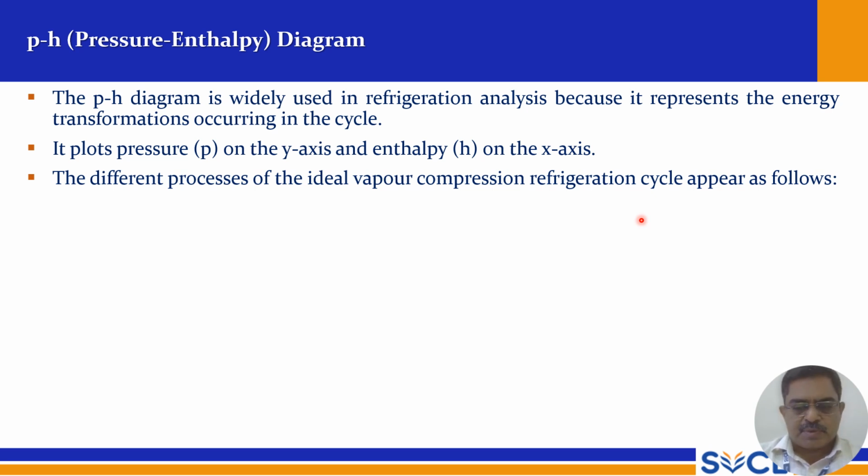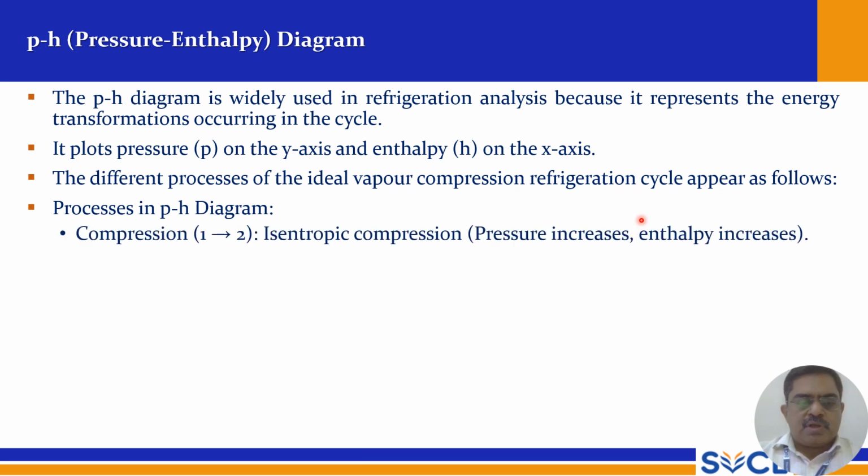The first one is compression. Compression is represented from 1 to 2. So from 1 to 2, isentropic compression. Ideally it is isentropic compression. There is a little deviation from isentropic compression when it is applied in actual practice.